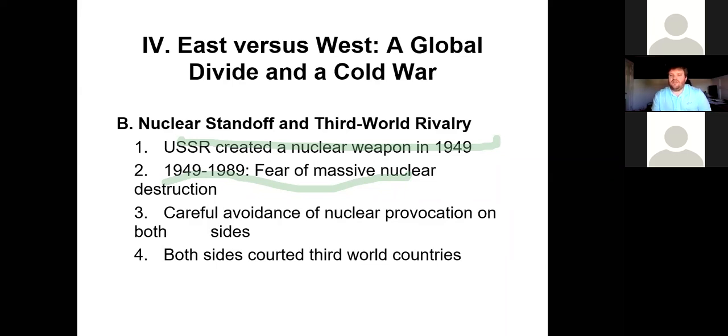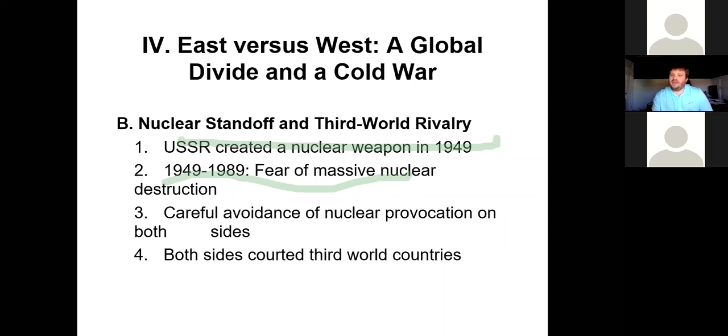Both the United States and the Soviet Union courted third world countries. The United States intervened in Iran, the Philippines, Guatemala, El Salvador, Chile, the Congo, and several other places because of the fear of communist penetration. The United States often supported corrupt authoritarian regimes, and many third world countries resisted being used as pawns.